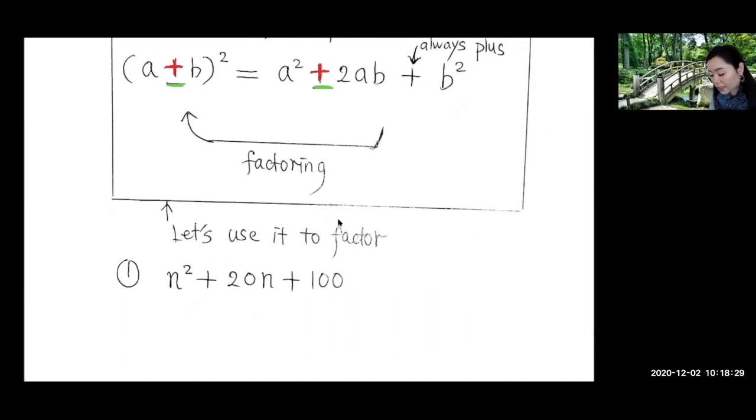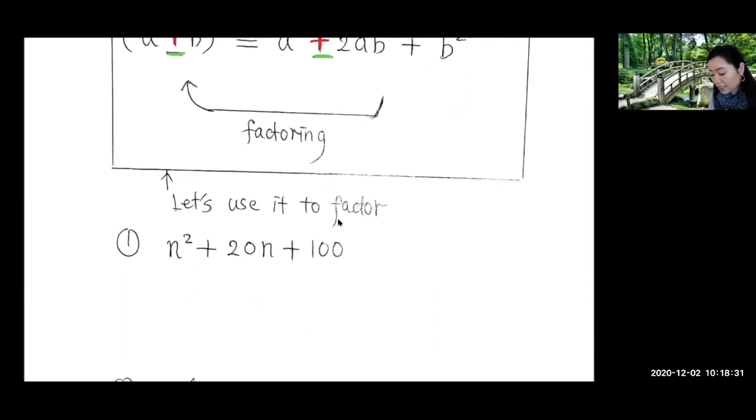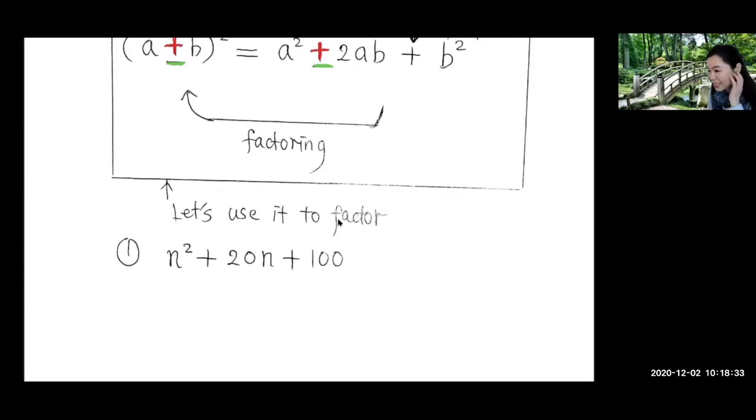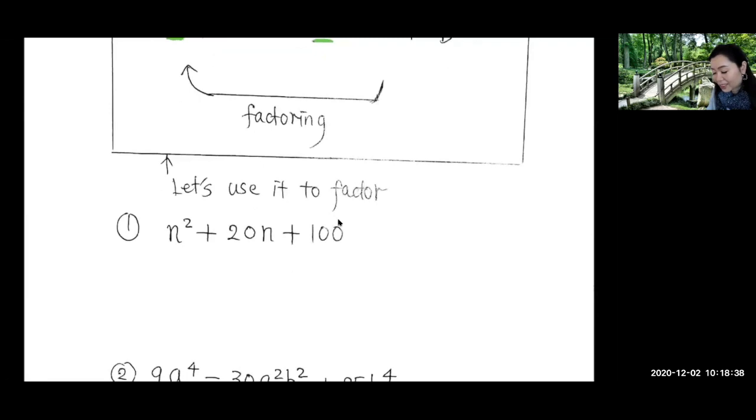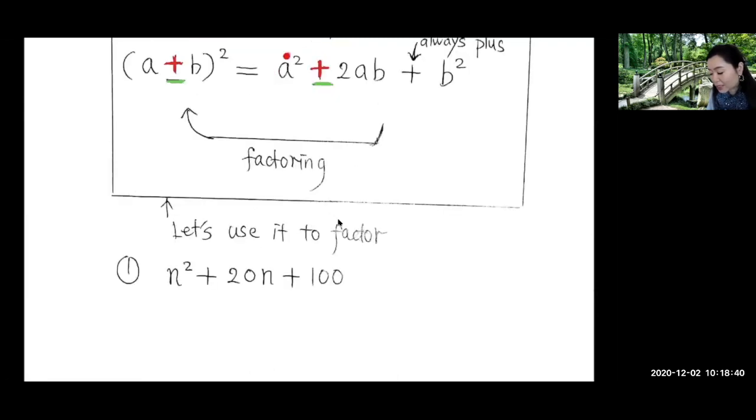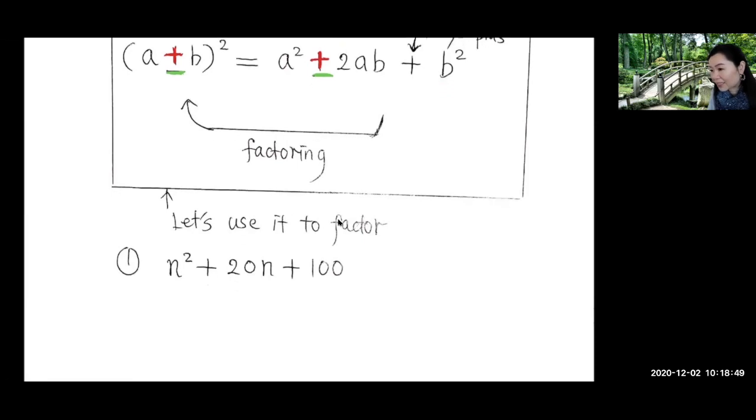Now take a look at this one over here. How do I know this is a perfect square? See, look at this one. This one has to be a square. The last one here has to be a square. The middle one has to be 2 times this base and this base over here. So that's the pattern.